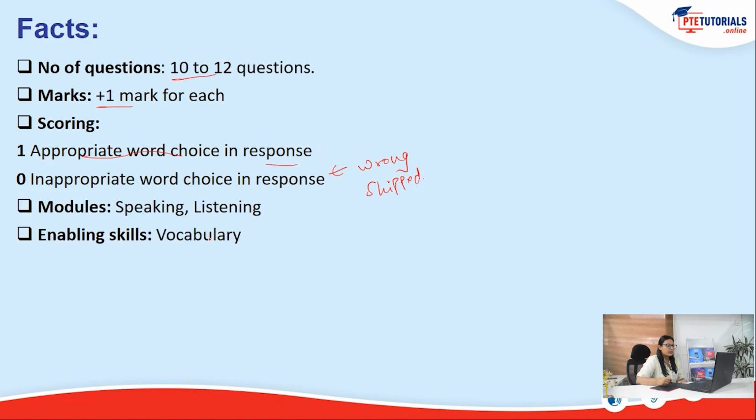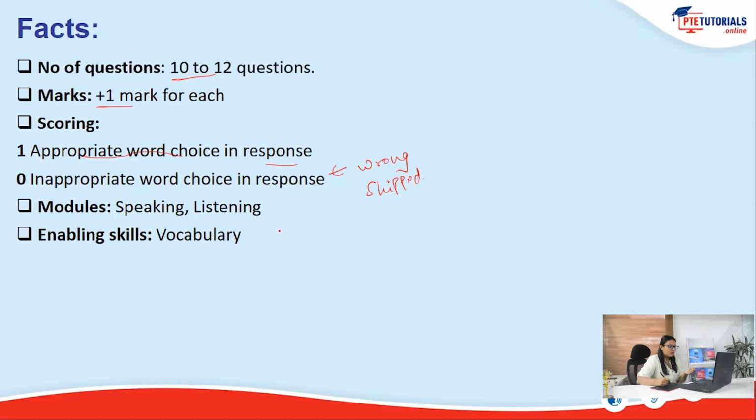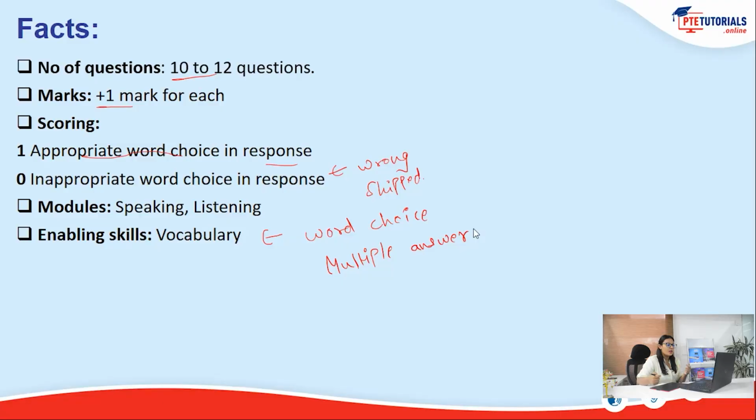Not only that, but it includes the enabling skill of vocabulary. Many concerns are raised and many questions are asked by students about why vocabulary is one of the enabling skills. The reason can be the word choice, and also the multiple answer possibility. For any particular question, there can be multiple answers. Students speak different answers, and that's why scores are also granted towards vocabulary, because of the uniqueness of the answers.